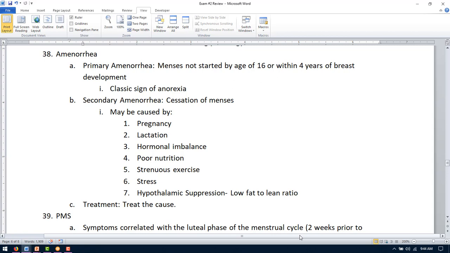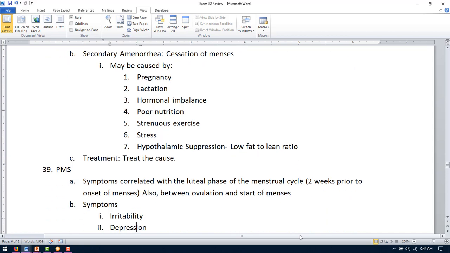Secondary amenorrhea is the cessation of the menses. It started, but it is now stopped. Could be caused by pregnancy, breastfeeding, problems with hormones. If their nutrition is poor, as in the case of anorexia, if they've got strenuous exercise, like a gymnast, if they're stressed out, or a low fat to lean ratio, which is also the exercise.